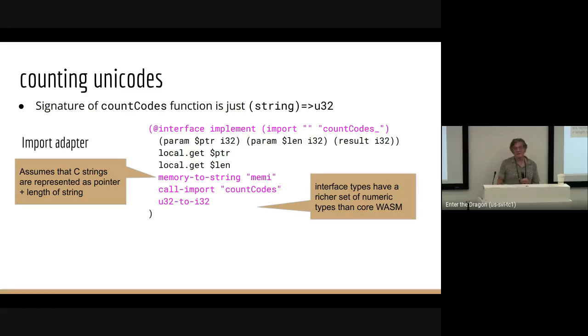And one thing to note is that at the interface type level, we actually have a richer set of numbers than WebAssembly itself. So we have 8-bit numbers and 16-bit numbers and so on. The reason for doing this was to allow API designers to be crisper about the kinds of data and the kinds of things that they're expecting.